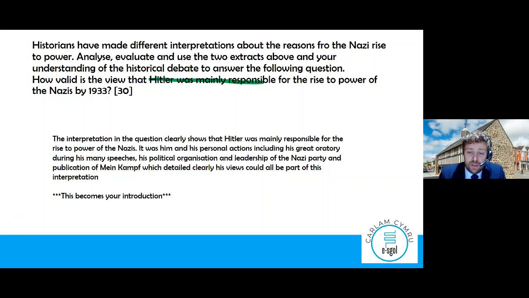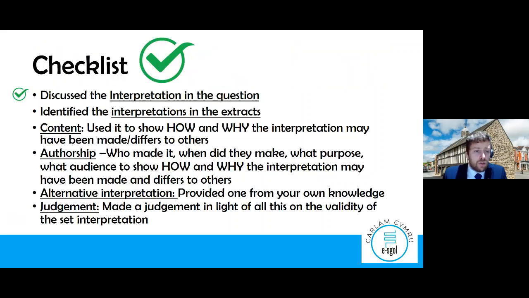It was him and his personal actions, including his great oratory during his many speeches, his political organization, his leadership of the Nazi Party, his publication of Mein Kampf, which detailed clearly his views, could all then be part of that interpretation, all things that he specifically did. Now, what I've done there is I've summarized this interpretation, but this can become your introduction. You don't need to do any more than that for your introduction. Just sum up what the interpretation in the question is and give a couple of bits that might back that up. In this case, what things Hitler did, speeches, publication of Mein Kampf, etc. This bit of our checklist, done and dusted.